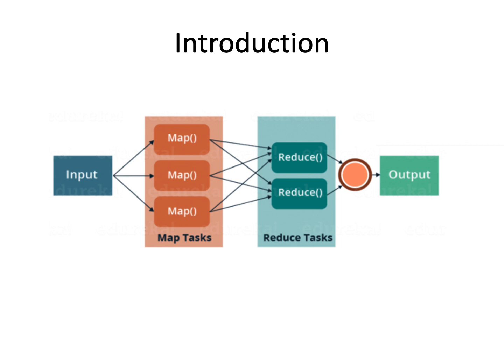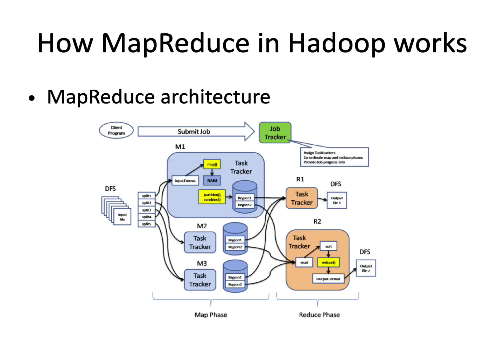And this MapReduce can be implemented using various programming languages such as Java, Hive, Pig, Scala, and Python. And let us see how MapReduce in Hadoop works, or we can say the architecture of MapReduce. Basically, the MapReduce architecture consists of various components, and we'll just briefly discuss the components.